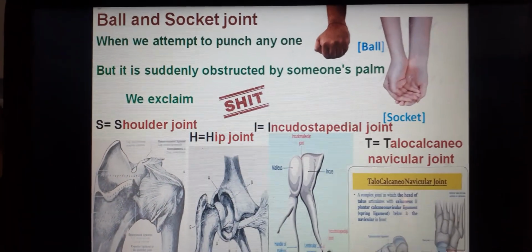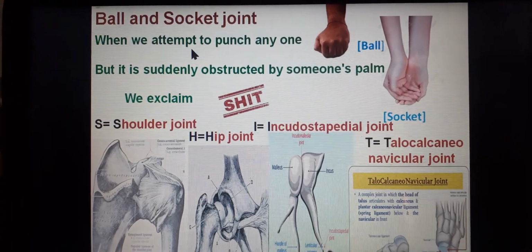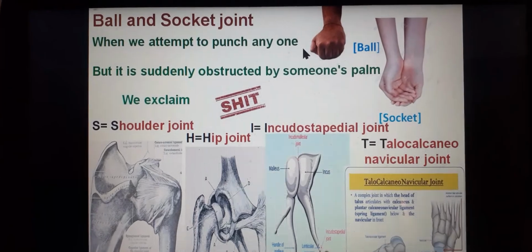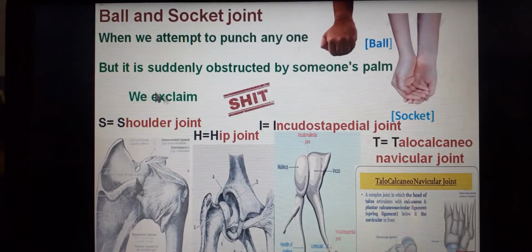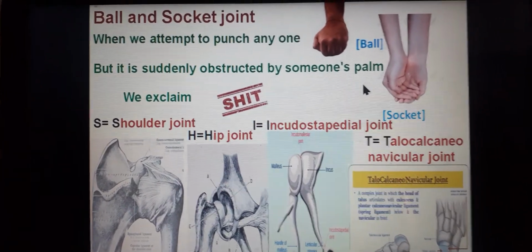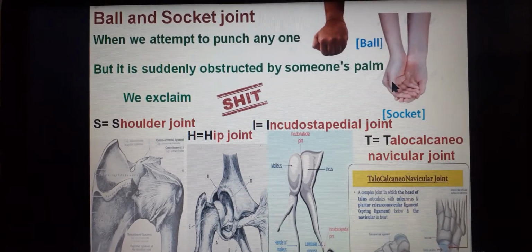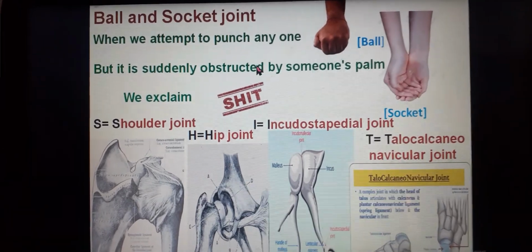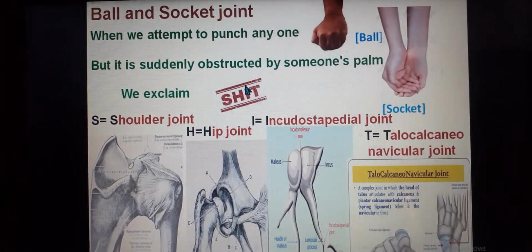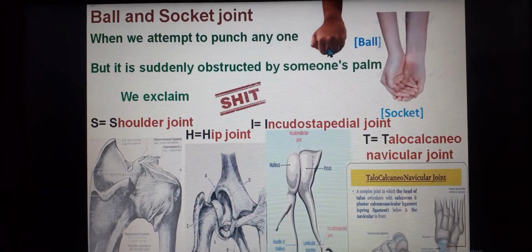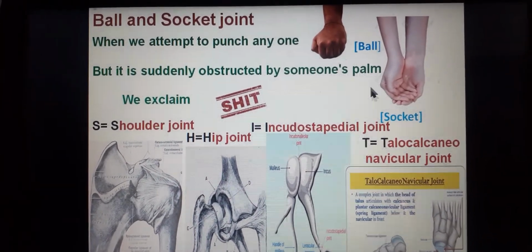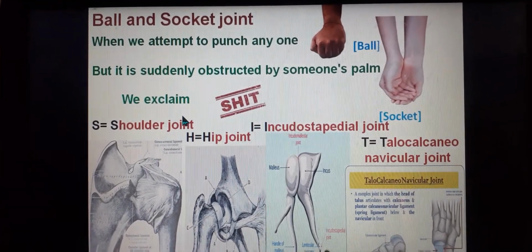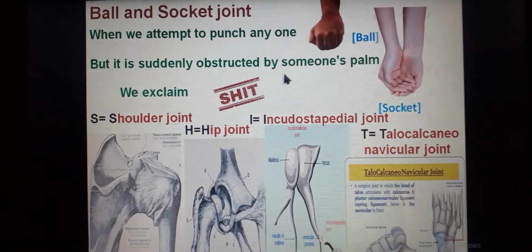Coming to ball and socket joint. When we attempt to punch anyone, this is a fist, and if it is suddenly obstructed by someone's palm, this is a hollow palm, we exclaim that we have not succeeded in our purpose. And it seems like this fist is like a ball and this hollow palm is a socket. So ball and socket joint, and this is the hint, that is SIT.